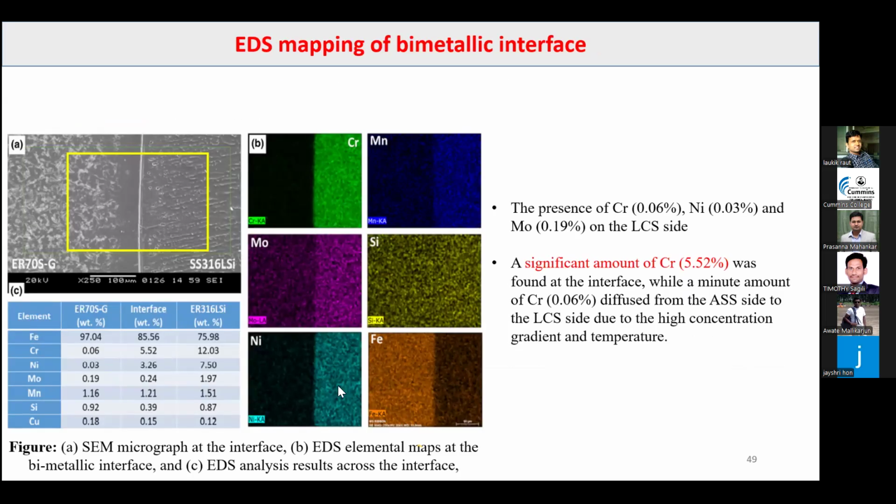Now this is the EDS analysis. Here you can see the elemental map: chromium, manganese, molybdenum, silicon, nickel. This is your LCS part, this is the ASS part. Chromium is present in the ASS part. I have also taken the elemental mapping at the interface. At the interface, you can observe chromium 5.52% and nickel 3.26%. So a significant amount of chromium is observed at the interface. That chromium has diffused into the interface because of the concentration gradient and temperature gradient. That we can also conclude from here.